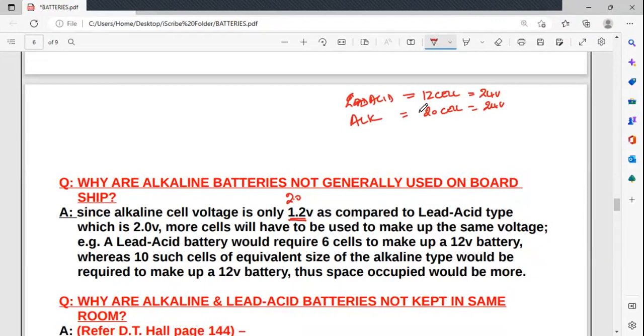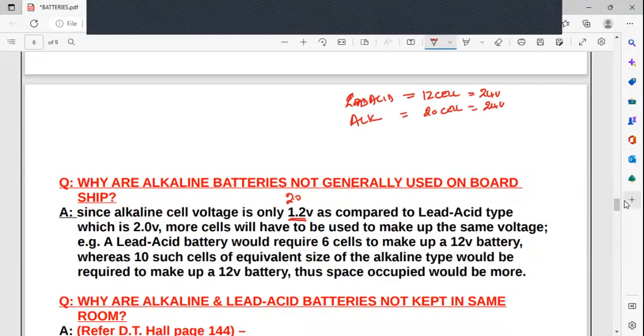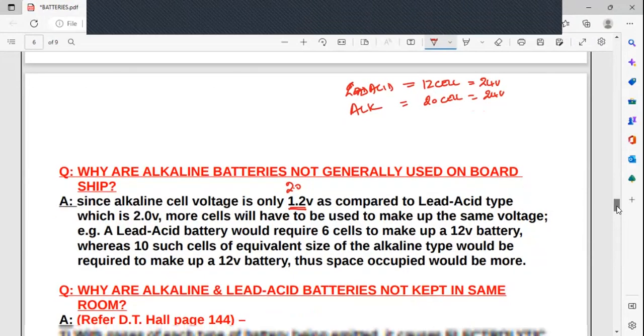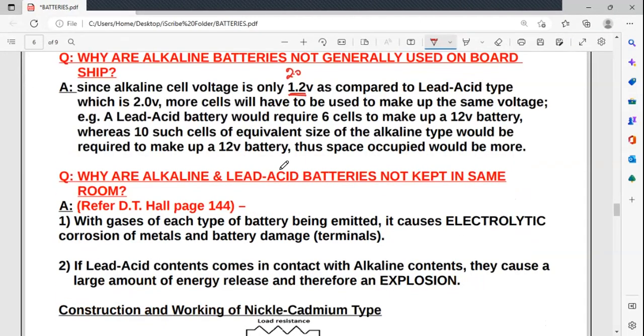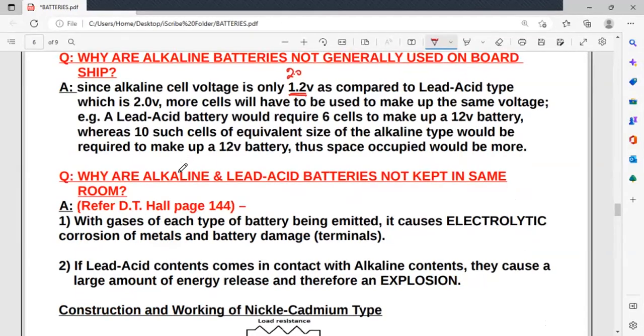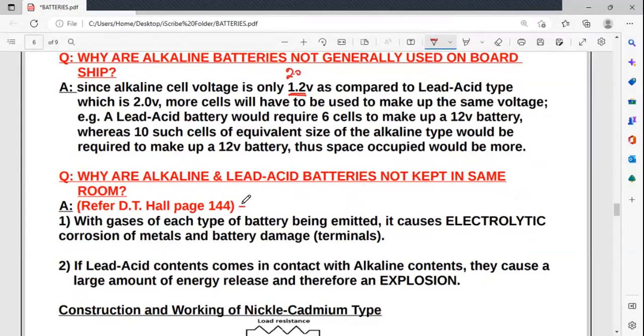Number 2, it can be taken in conjunction with this next question. Why are alkaline and lead acid batteries not kept in the same room? Suppose you have lead acid batteries and you have alkaline wet cell batteries on board. They cannot be kept in the same battery locker. Those who have DT Hall, refer to page 144, or maybe newer versions will have it somewhere around there. But you don't need to go to DT Hall for this.